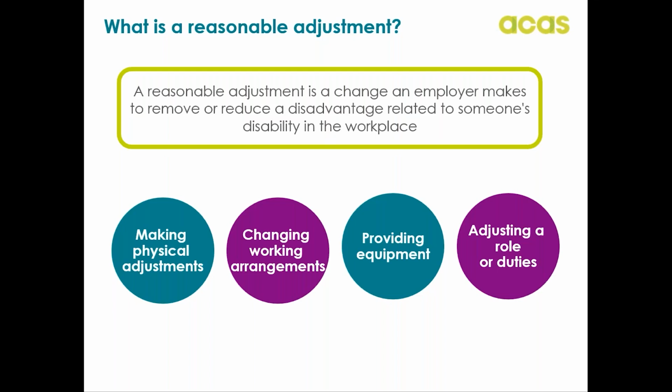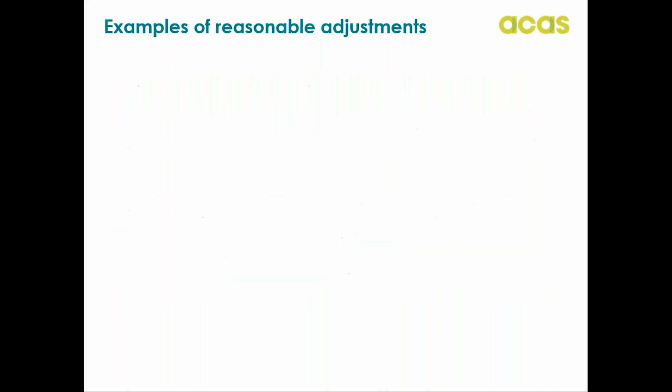Adjusting a role or duties, for example, reducing phone calls for someone may be an effective reasonable adjustment for mental health. These are just a few simple low-cost examples of reasonable adjustments that can be made. The key is to ensure that the adjustment is tailored to the individual's needs and circumstances.